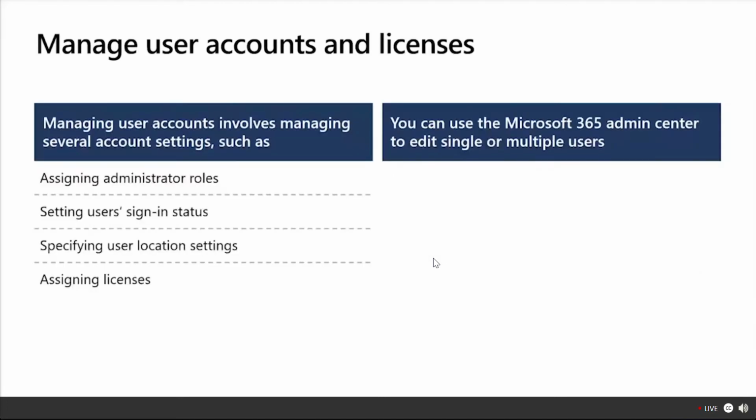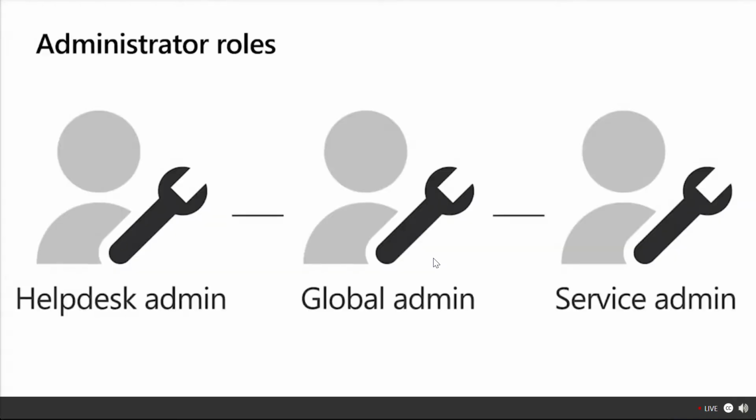When you need to manage user accounts and licenses, you can use the Microsoft 365 Admin Center to do so. It allows you to edit single or multiple users and to change settings such as location settings, administrator roles, and sign-in status. It also allows you to assign licenses here. When it comes to administrator roles such as global admin and service admin, it's important to note that Microsoft 365 licenses can be assigned within the Microsoft 365 Admin Center.